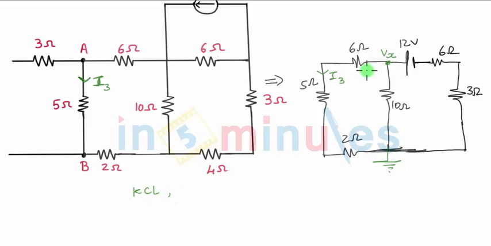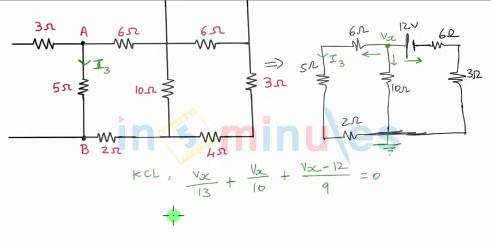So KCL, let me define 3 outgoing currents. The first current will be Vx upon 6 plus 5 plus 2. Everything is in series. So that will be nothing but 11 plus 2, which is 13, plus in the vertical branch the current will be Vx by 10, plus this will be Vx minus 12, because you are going from positive to negative terminal, divided by the total resistance of 9, and this is equal to 0. Now this further will be equal to, if I take Vx common, I get 1 upon 13 plus 1 upon 10 plus 1 upon 9. And this minus 12 by 9 goes on the other side, becomes 12 by 9.